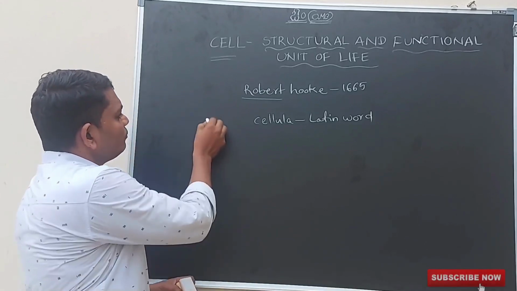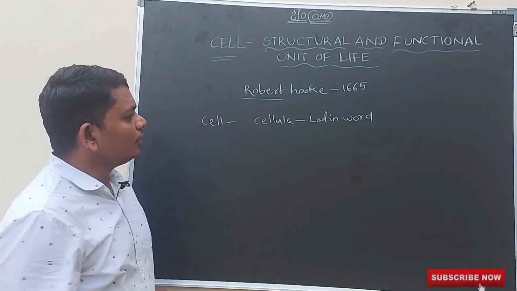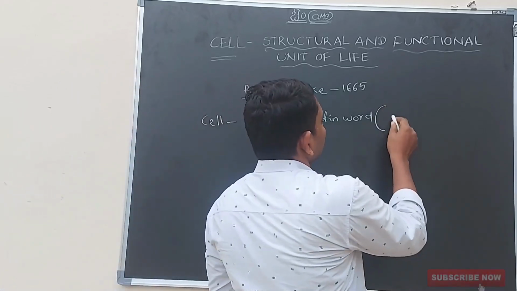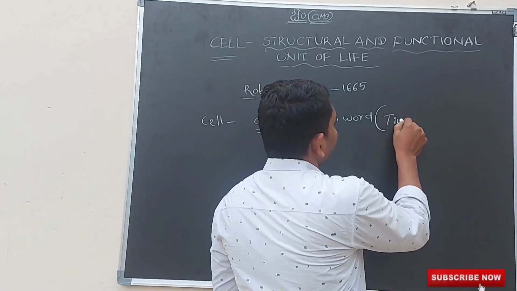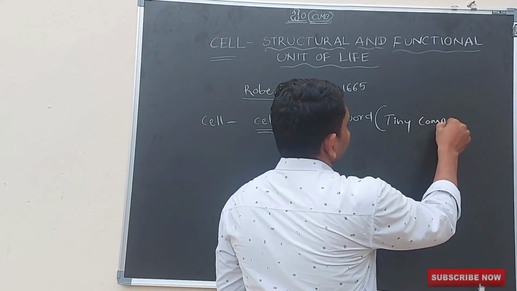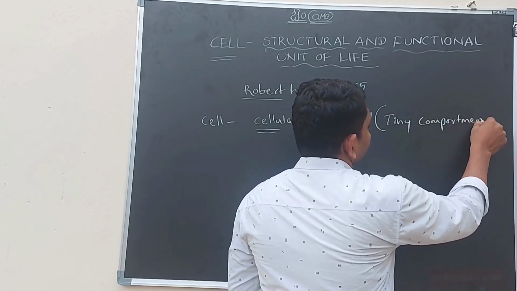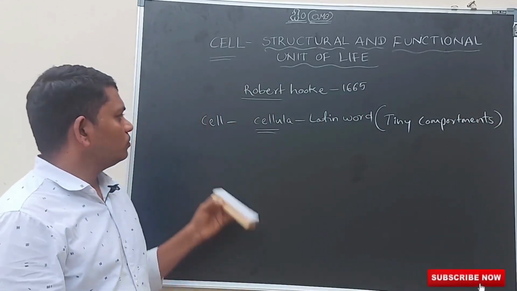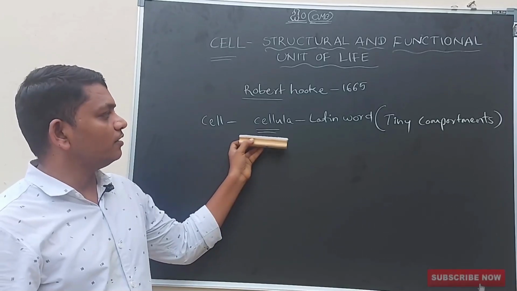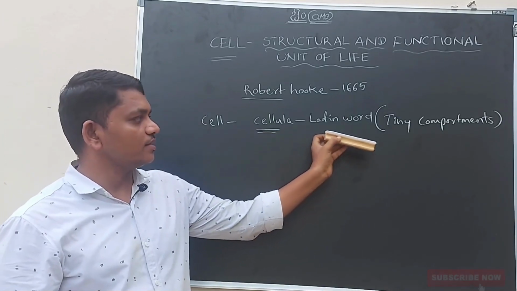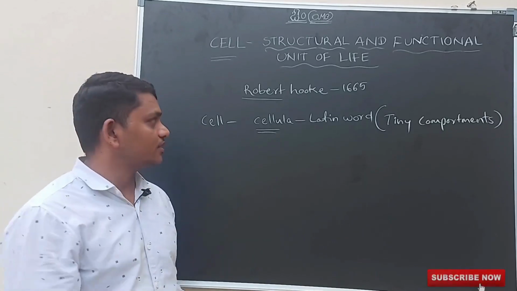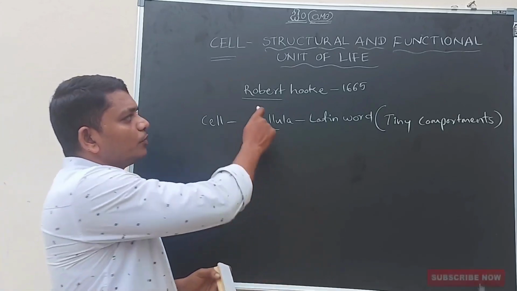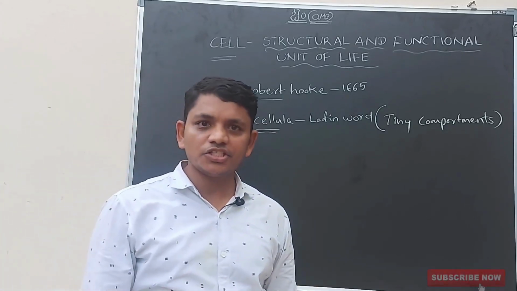The word cell is coming from the Latin word cellula, which means tiny compartments or small chambers. So here cell is coming from the word cellula, which is a Latin word, which means tiny compartments or small chambers. And for the first time the cells were discovered by Robert Hooke in 1665.